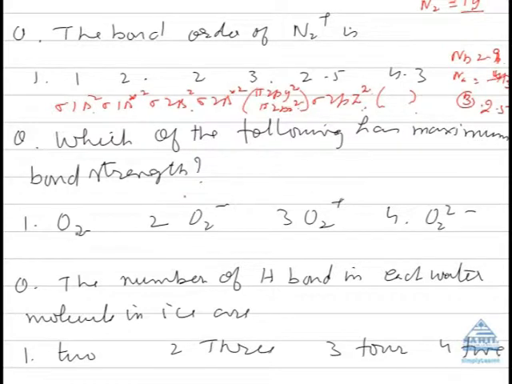I have just now told you, in the case of oxygen, the bond order is 2 and the electron enters into the anti-bonding molecular orbital. In O2 minus, the electron will again pair in the anti-bonding molecular orbital and the bond order will decrease by 0.5. O2 plus, the electron is being removed from the anti-bonding molecular orbital, which means the bond order will increase by 0.5. O2 2 minus means 2 electrons have been added, that too in the anti-bonding orbital. One electron being added, the bond order decreases by 0.5. Here it will decrease by 1. So maximum bond strength means maximum bond order, which is O2 plus.